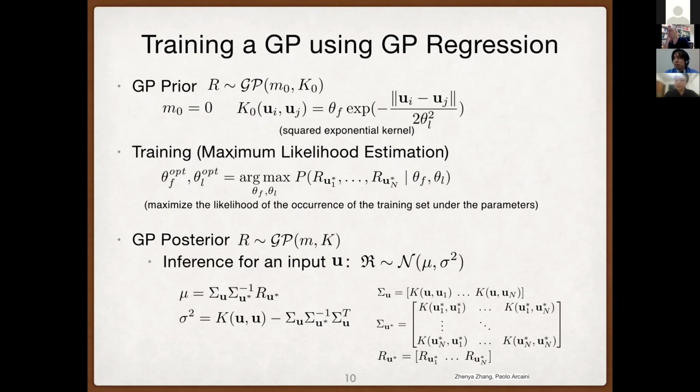Then the training consists in searching for the optimal values for theta f and theta l such that they maximize the likelihood of the occurrence of the training set under theta f, theta l. This can be done by some numerical method. By fixing theta f and theta l, we get our Gaussian posterior. Based on this Gaussian process posterior, we can do inference for any unknown input u, which follows a Gaussian distribution. Its mean is calculated in this way, and its variance is calculated in this way. This is based on the Bayes theorem.